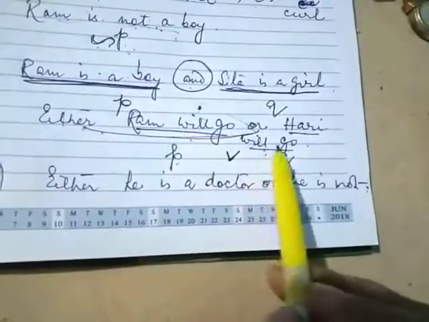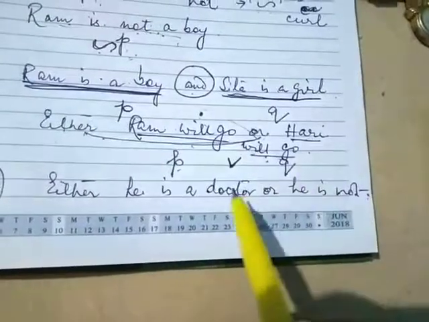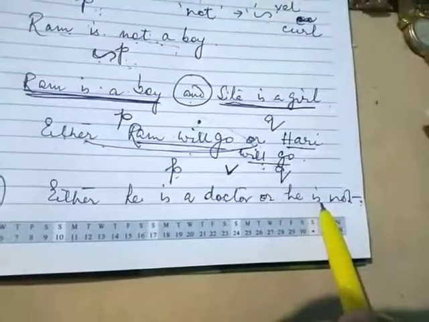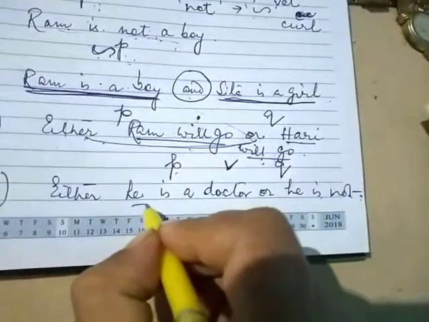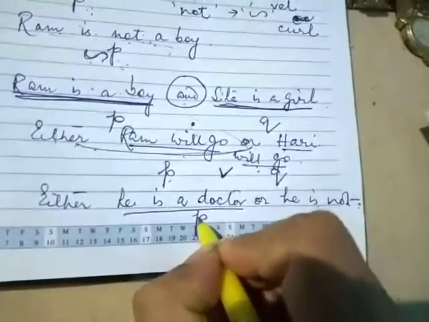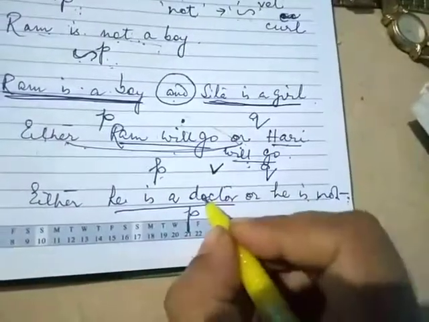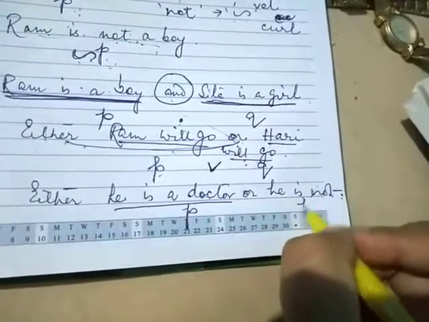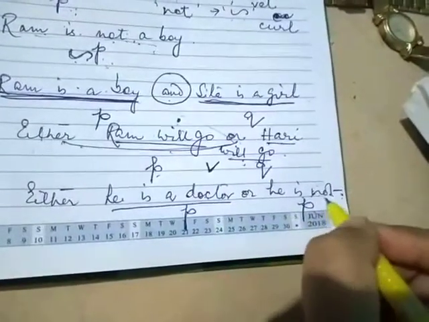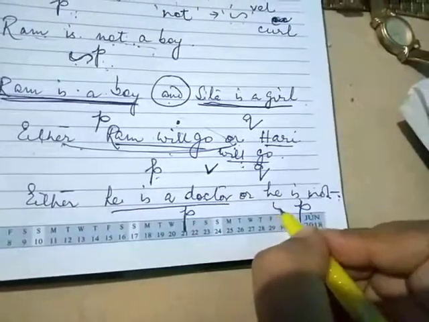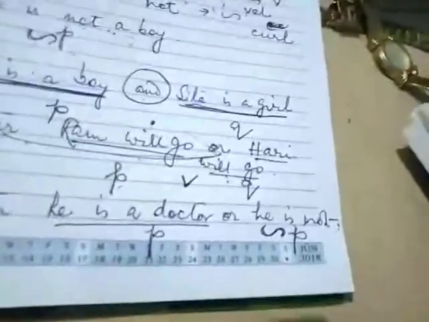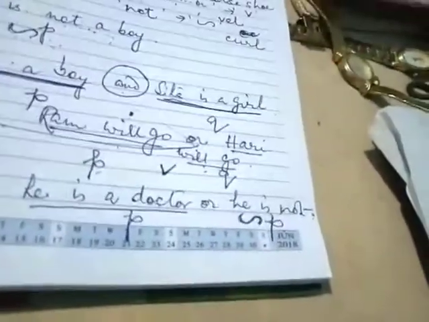Here you can see these two are different, but here you can see these two are the same sentences. So for this first sentence I will write P, but for the second sentence, as these are the same sentences, I will write P again. This is not a different one, but there is a "not", so I will put a curl before the sentence so that I can understand the difference between the two.